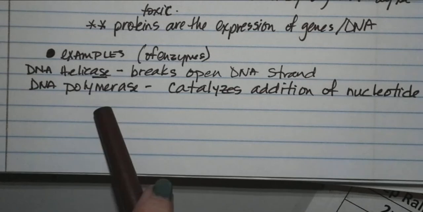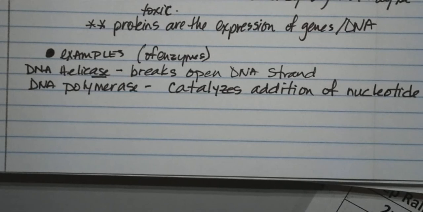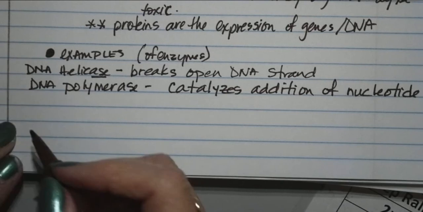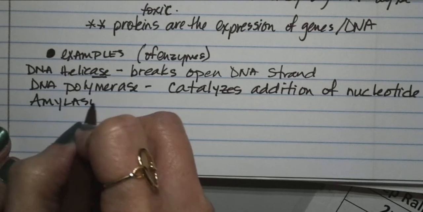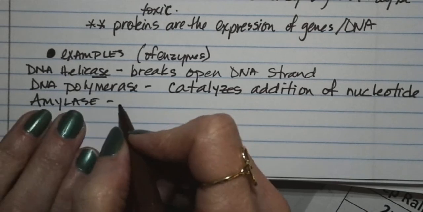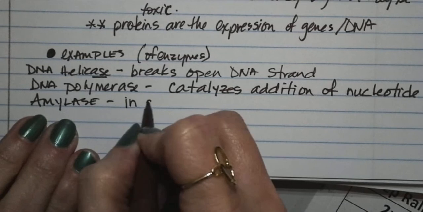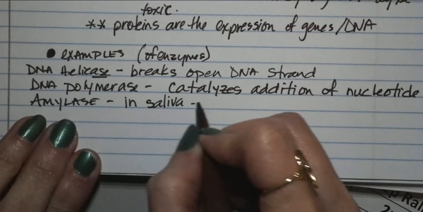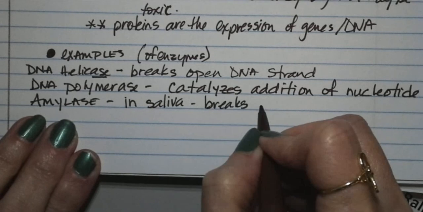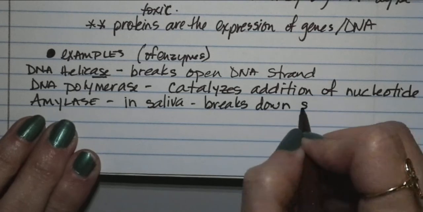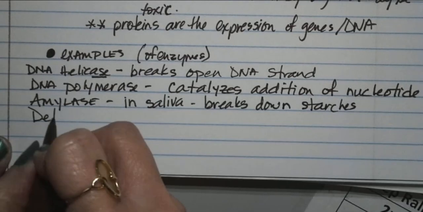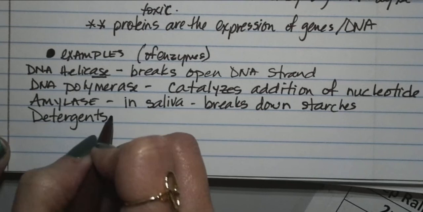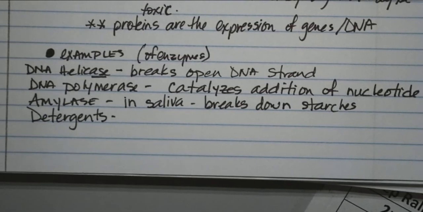Another one would be amylase, which is in your spit. What's it good for? Breaking down starches. And then one more, and it's going to be more of a generic one, detergents. In this day and age, almost every detergent you pick up has enzymes in it. Enzymes, proteins, and what they do is they can break apart stains. Like if you spill ketchup all over your shirt, it breaks down the ketchup.